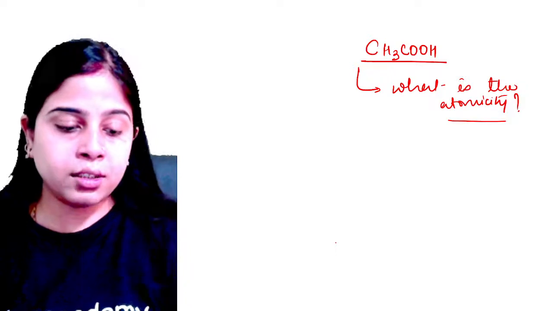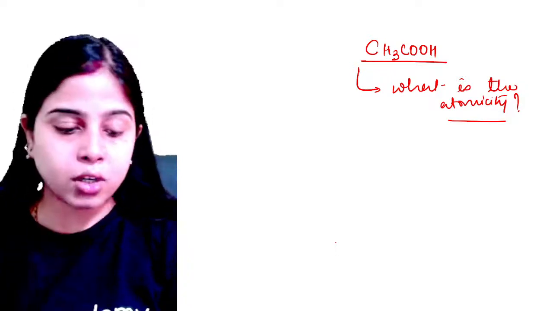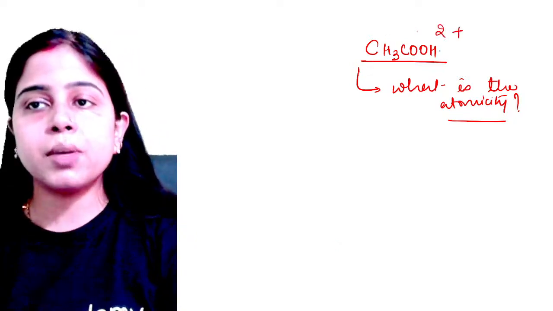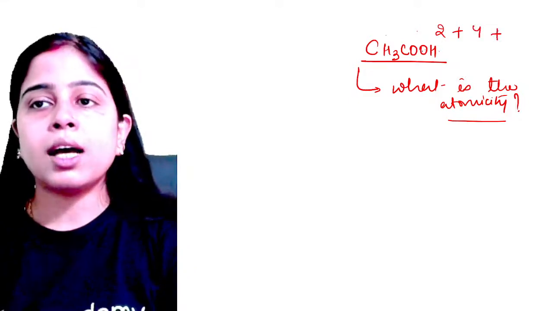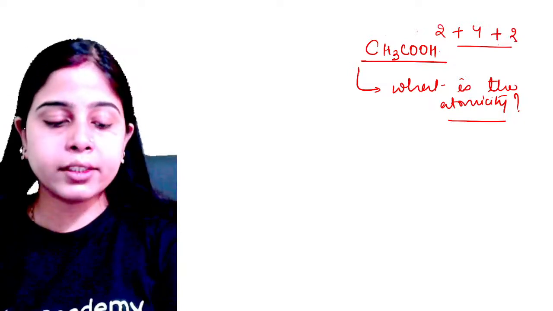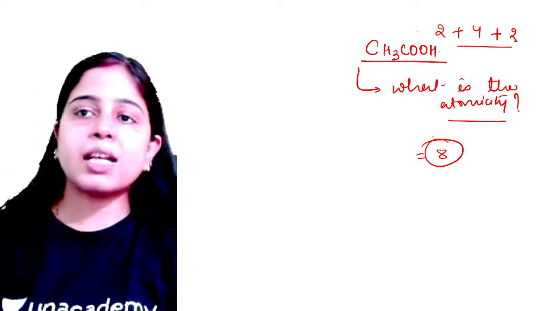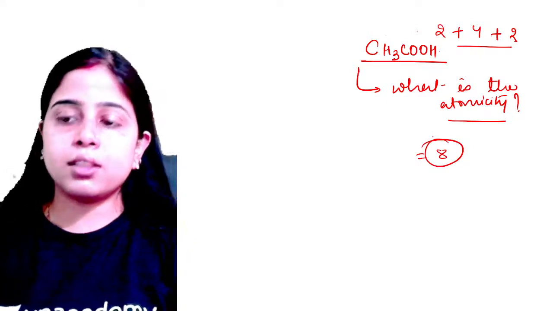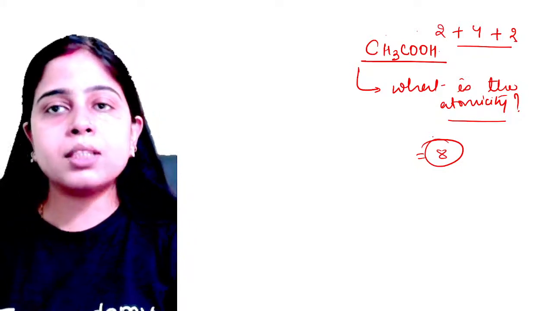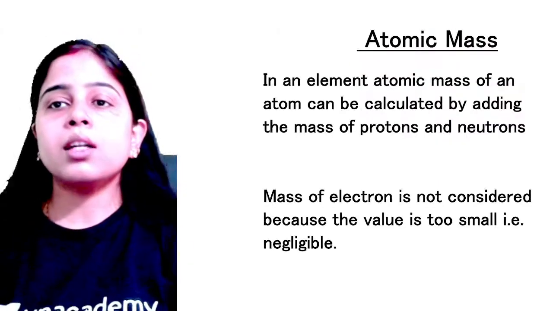Okay, so Vishal has already answered. Very good, Vishal. Yes, of course, atomicity is 8 because here you have 2 atoms of carbon, 3 plus 1, 4 atoms of hydrogen, and 2 atoms of oxygen. If you add it all, you are getting the number as 8. That means the atomicity of your acetic acid molecule or your ethanoic acid molecule is 8. Okay. So this way you find the atomicity, that is the total number of atoms present in the molecule of any compound.